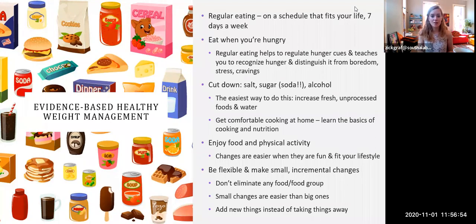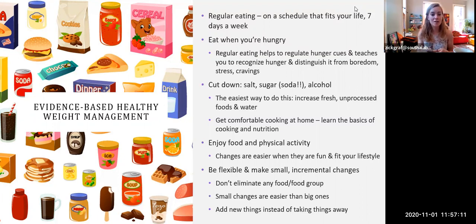Many people find it easier to cut back on sugar and salt by eating less processed foods. So learning to cook at home and starting to understand the basics of food shopping, cooking, and nutrition. Changes that add to your life and don't take something away are easier to maintain.